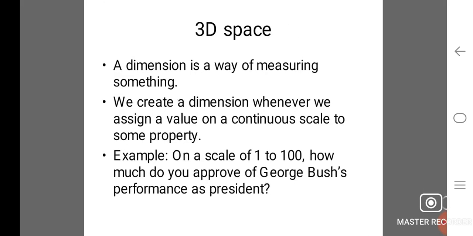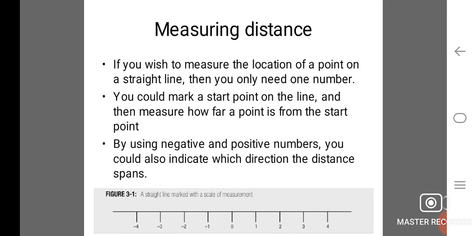3D space. A dimension is a way of measuring something. We create a dimension whenever we assign a value on a continuous scale to some property. Example, on a scale of 1 to 100, how much do you approve of George Bush's performance as president? Measuring distance. If you wish to measure the location of a point on a straight line, then you only need one number. You could mark a start point on the line and then measure how far a point is from the start point. By using negative and positive numbers, you could also indicate which direction the distance spans.